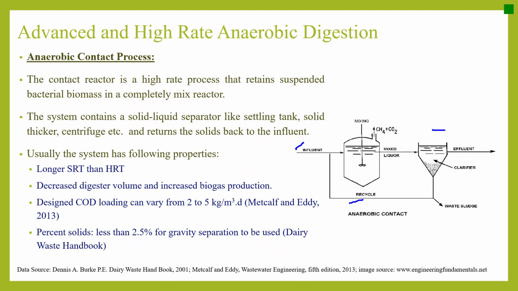Usually the system has the following properties: longer SRT than HRT because it recycles the solid part, decreased digester volume, and increased biogas production. Design COD loading can vary from 2 to 5 kg per meter cube per day, and recommended solids vary less than 2.5%, especially when gravity separation is used for solid-liquid separation.